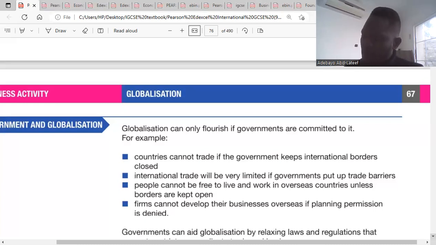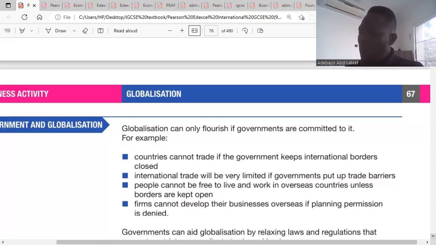The third one, people cannot work abroad unless government opens the border. If the government of Libya does not allow me to come into this country, then we won't be able to work here. The schools where we're working will not be able to employ us. Do you get it? Without government allowing migrants and immigrants to come into a country, there's no way there will be globalization.